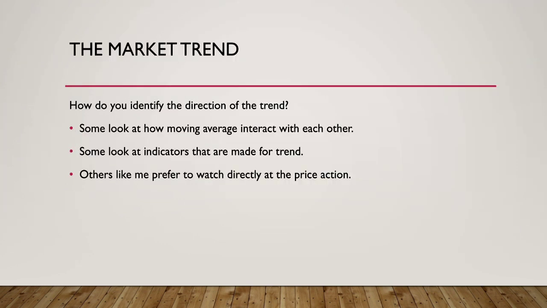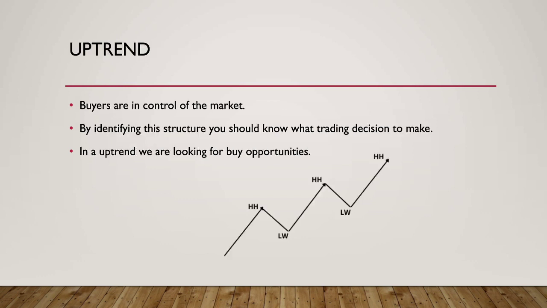So the market trend: how can you identify the direction of the trend? Some people like to look at the moving average, for example exponential 8 and 14, and how they interact with each other. Some look at indicators made for trend, and others like me prefer to watch the price action directly. For example, in the uptrend, buyers are in control of the market, right? By identifying this structure, you know what decision to make. You know, okay, I should look for buy opportunities.